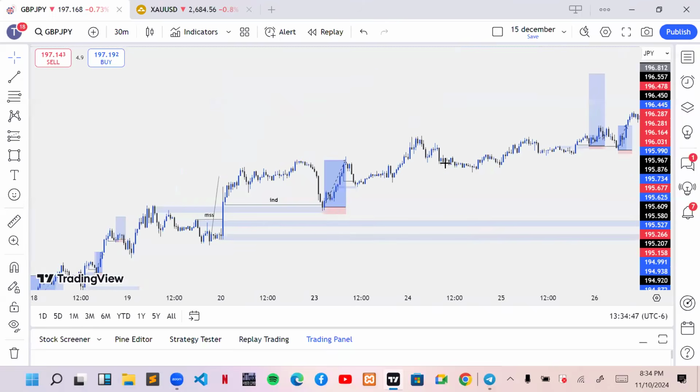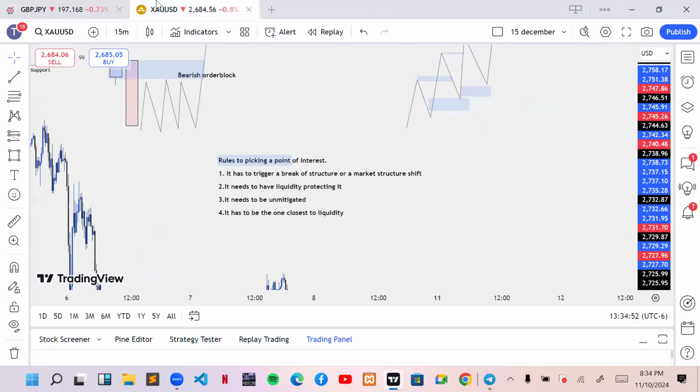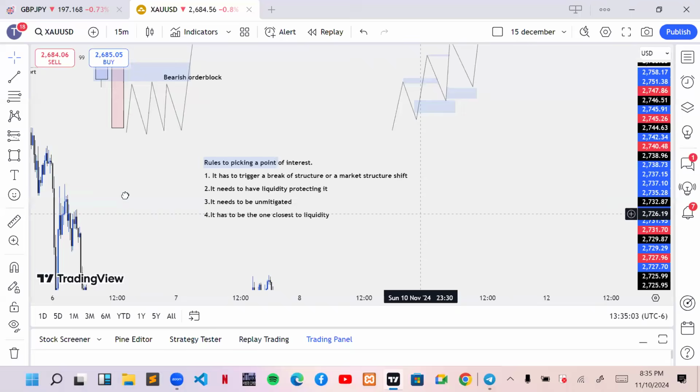So the main thing is now knowing how to pick your point of interest, knowing which one to pick. The first rule says it has to trigger a break of structure or a market structure shift. Second rule says it needs to have liquidity protecting it. Third rule now says it needs to be unmitigated. Fourth rule says it has to be the one closest to liquidity.